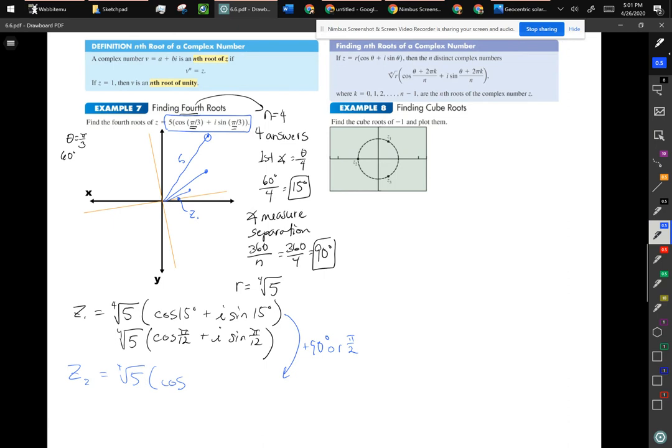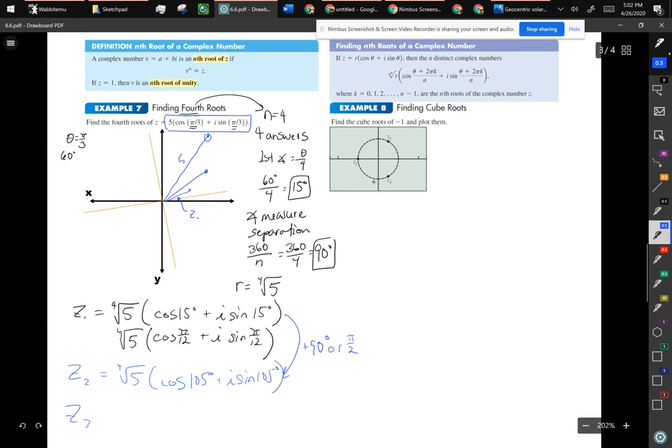Now, there are proofs that show this, and there are ways to explain it as well. But in this case, I think the method itself is very intuitive, so I won't muddy that up too much like I do sometimes. So 90 plus 15 would be 105, so cosine 105 plus i sine 105. And again, that's it. All right.